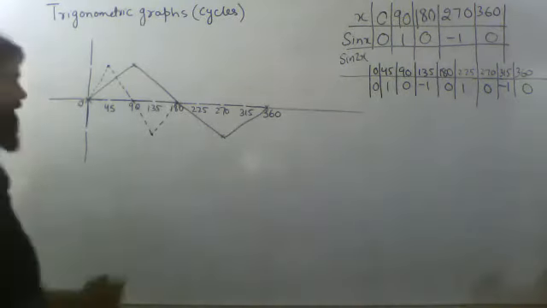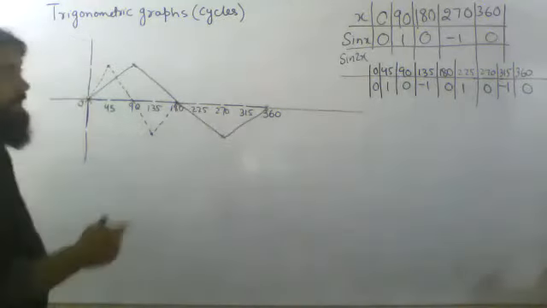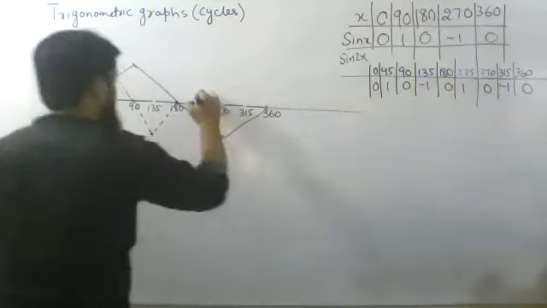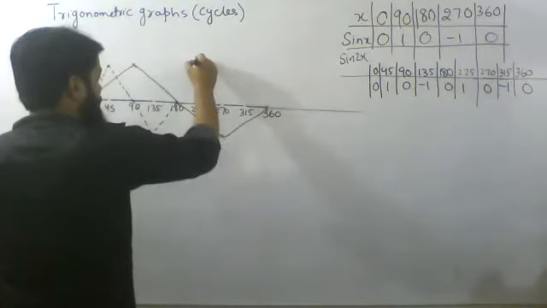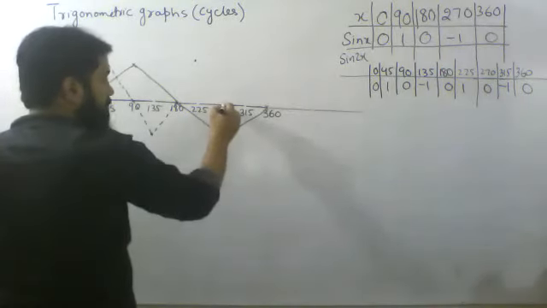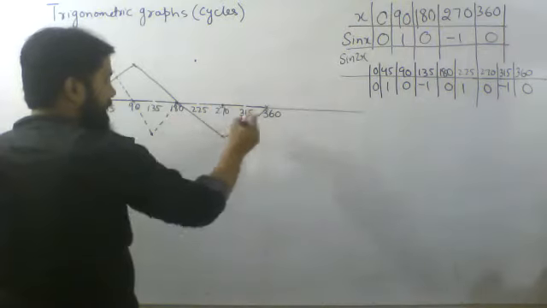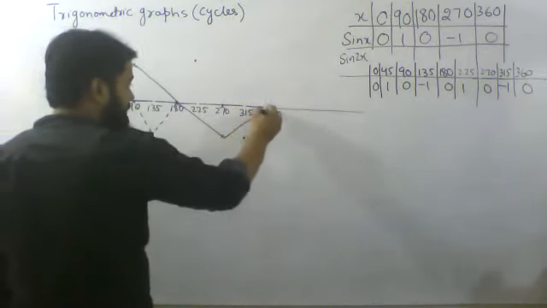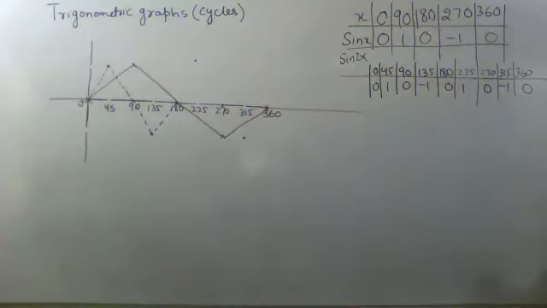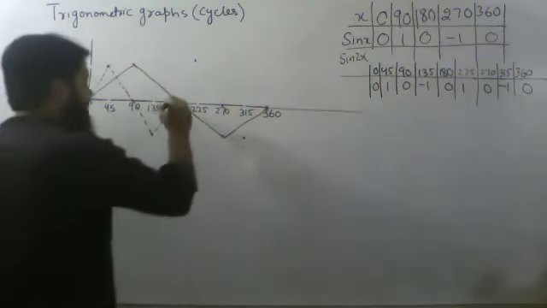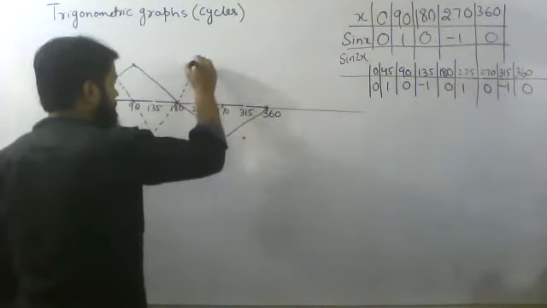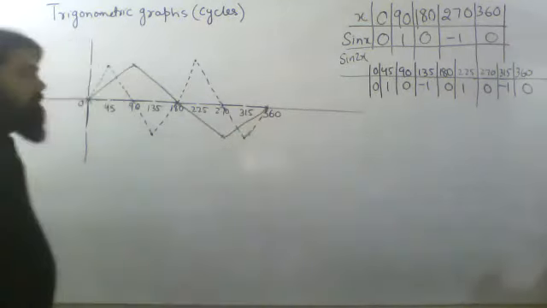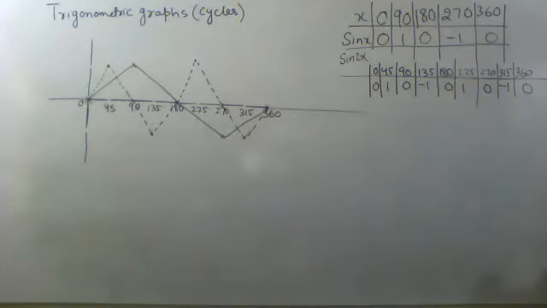Again, at 225, the value is 1. At 270, the value is 0. At 315, the value is -1. And at 360, the value will be 0. So when I connect it, it is in front of you.